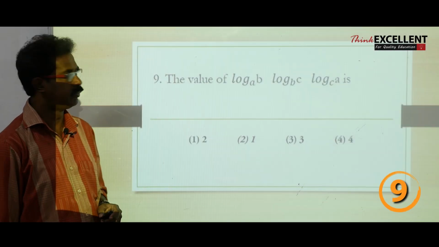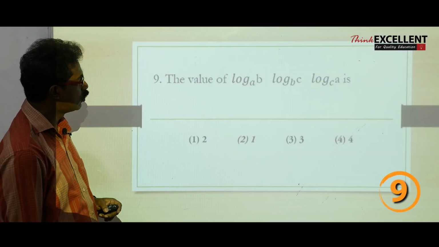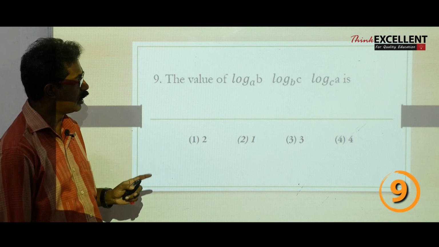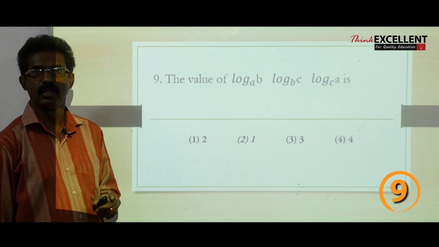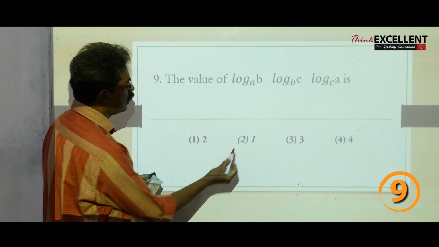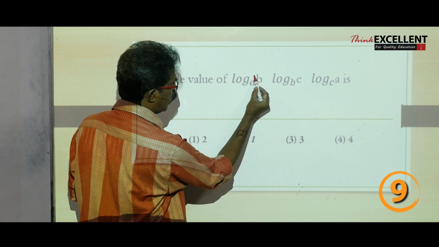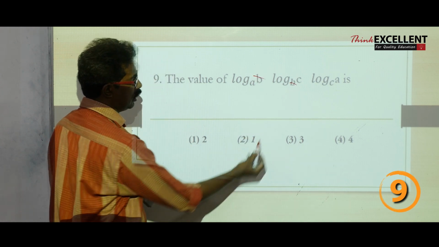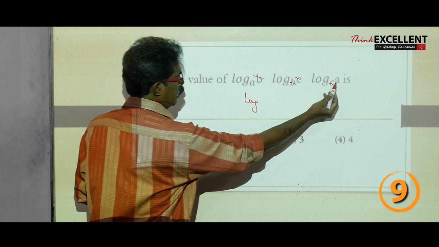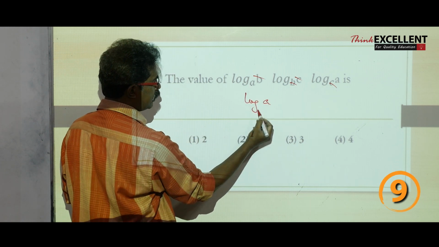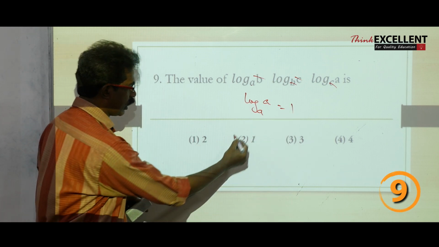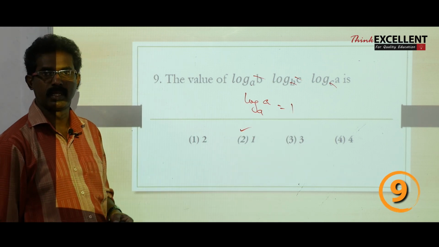Ninth question. Log b to the base a into log c to the base b into log a to the base c. So here you can apply the base changing rule. You see here b, here also b, right? Cross, you can see these two cancel. Here c, here also c. So what is left out? Log a to the base a. If these two numbers are the same, the answer is 1. So the correct answer is the second option, 1.